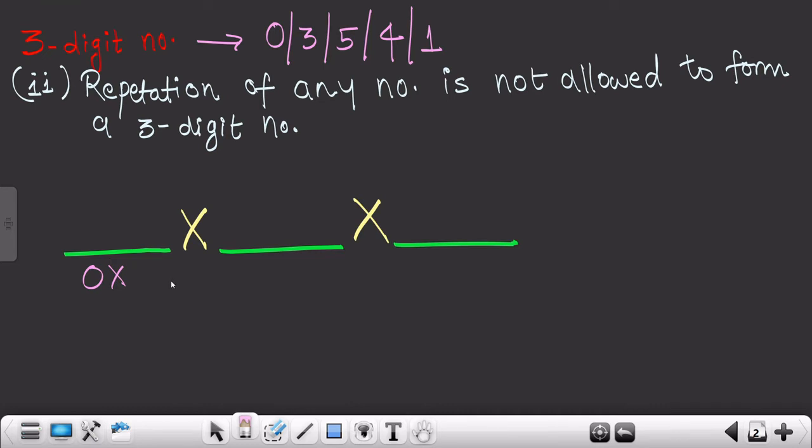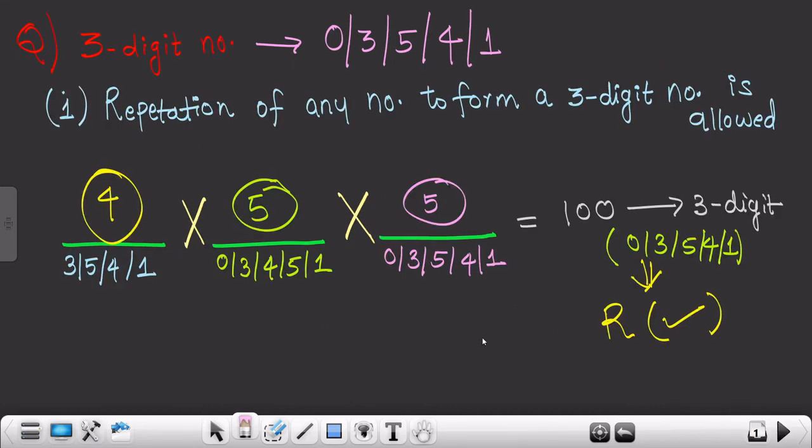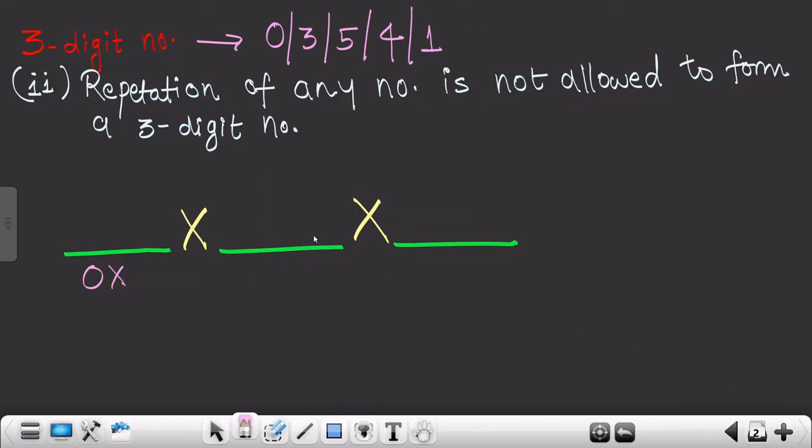Now, in the previous session we used to fill the cases from the units place. But now we are giving importance to the condition, and the condition was that 0 cannot come in the hundreds place, and that's why we are filling from the hundreds place.